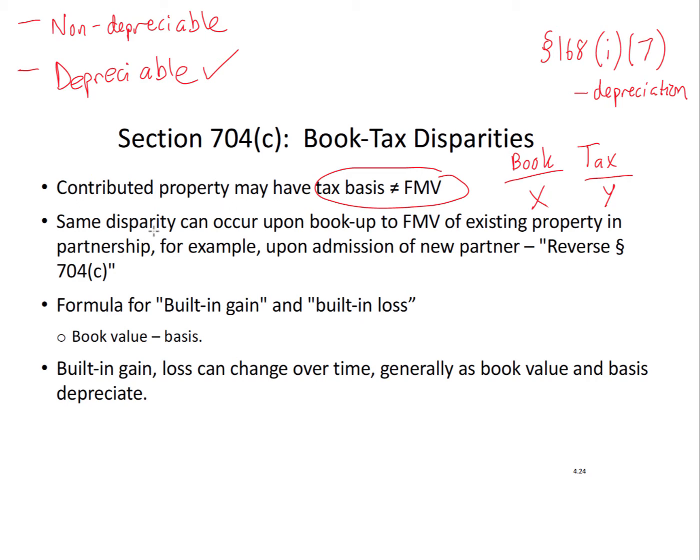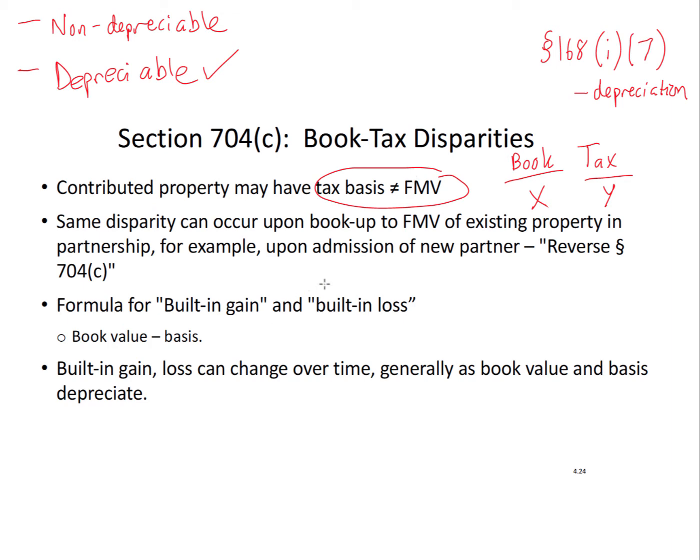So the same disparity can occur upon booking up to fair market value existing property in the partnership, for example, upon admission of a new partner. If you recall the previous discussion of revaluations, whenever a new partner enters the partnership, we have this issue where everything gets booked up to fair market value. That can create, because guess what? The book number could potentially be different than the tax number. And this is even when a partnership buys the actual item, not when it's been contributed.